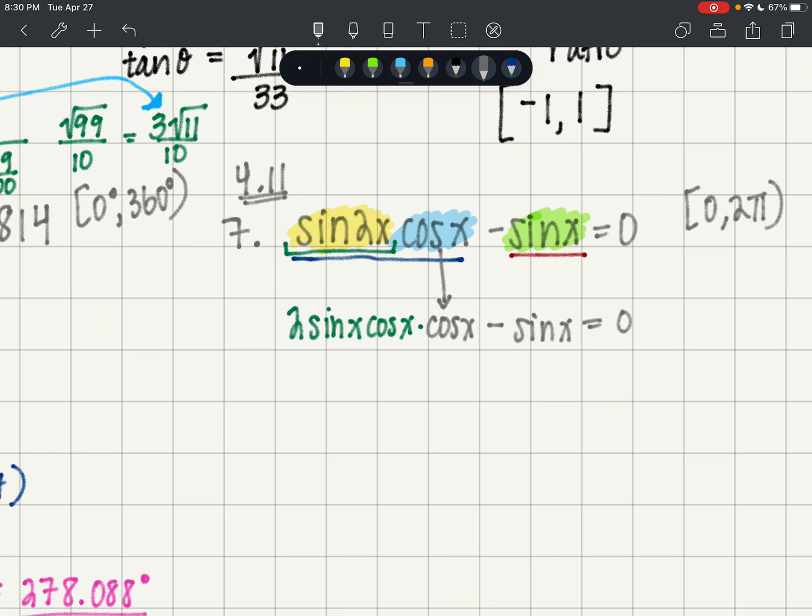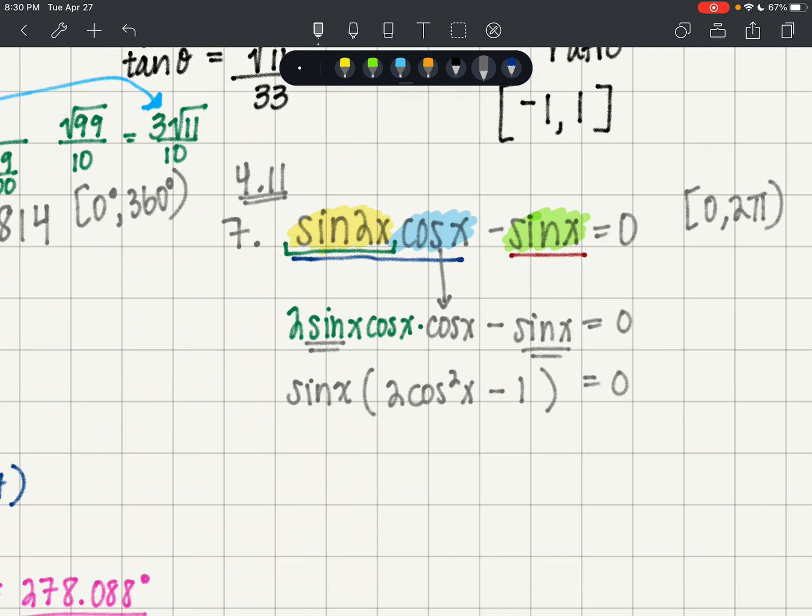Now I still have two terms. This time, they both have a sine of x in common with one another. So I'm going to factor that greatest common factor out. And that's going to give us sine of x times 2 cosine squared of x minus 1. So I just factored out the greatest common factor.